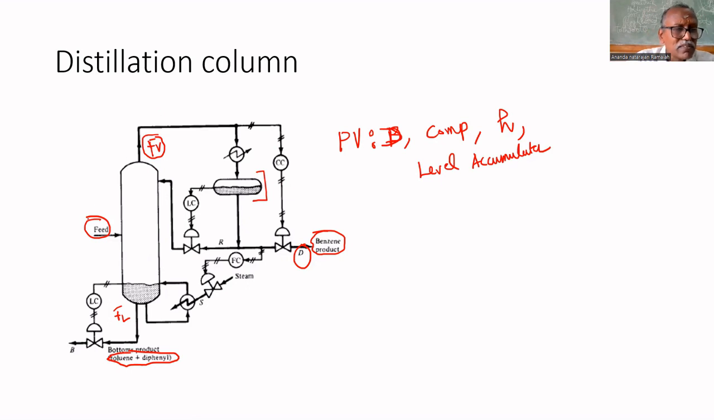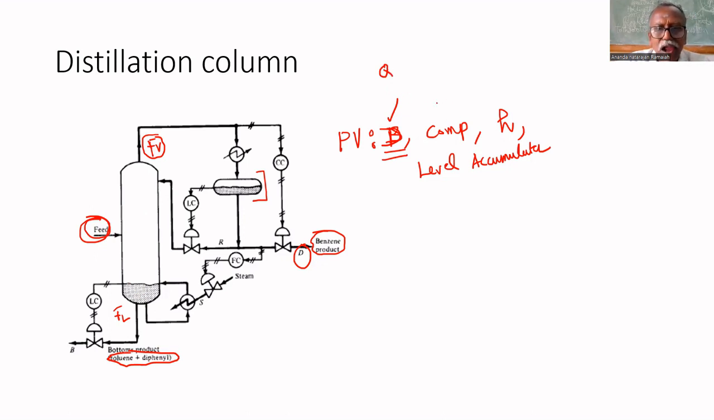First, let us see how it works. The feed consists of both benzene as well as toluene plus diphenyl. Because of a particular temperature and pressure, it will be separated into two components. One is benzene, another one is toluene plus diphenyl. To have a better outflow rate, that is better quantity, the benzene flow rate has to be controlled. This is to get the required quantity.